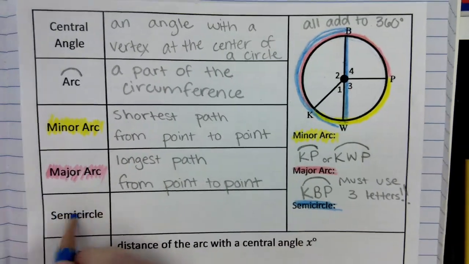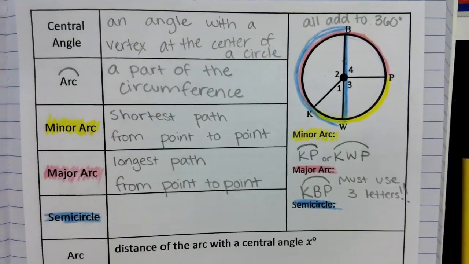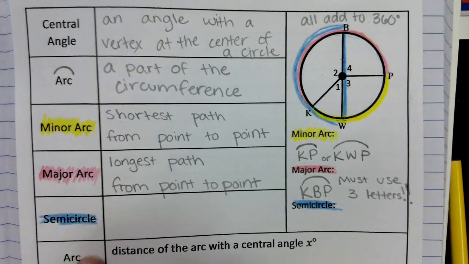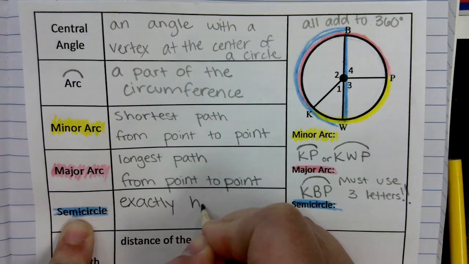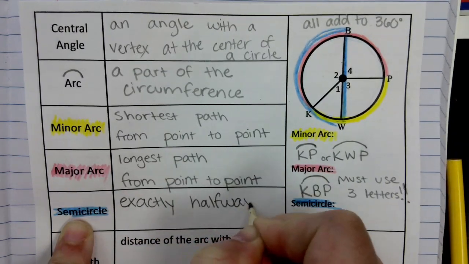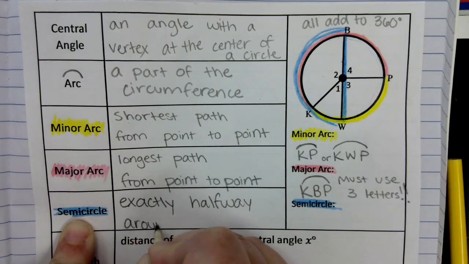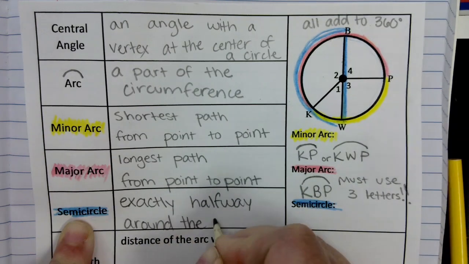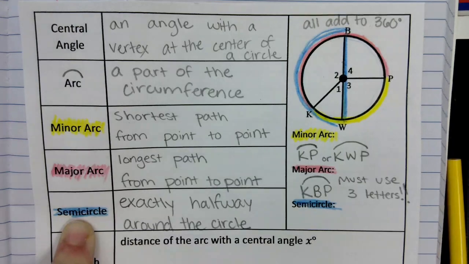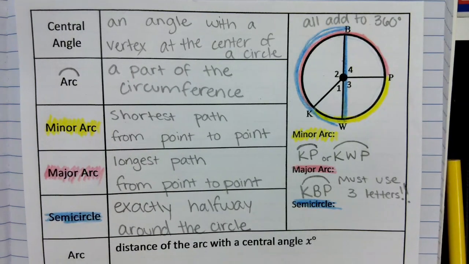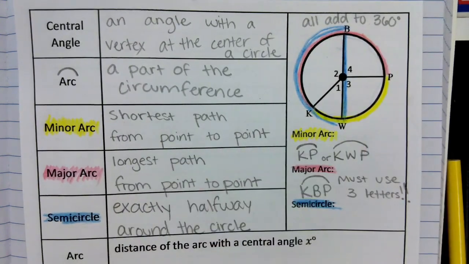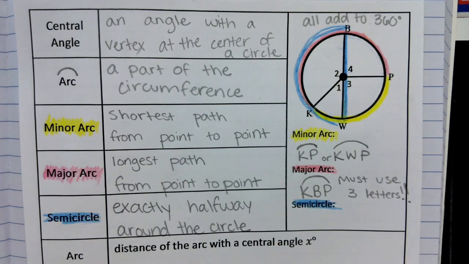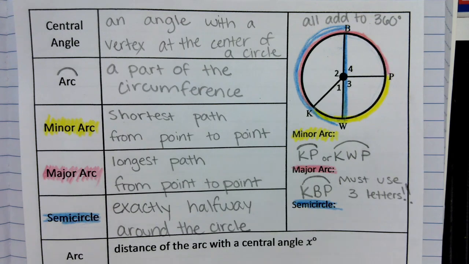So when we have a semicircle, it doesn't matter which direction you travel. Rather than going BKW, we could have gone BPW. So for this one, there are 3 ways to name it. Because it could be a minor arc or a major arc, and they're the same amount, we can just say that we're beginning at B and ending at W. Or we could write it with 3 letters, beginning at B, ending at W, but what point did we go through?